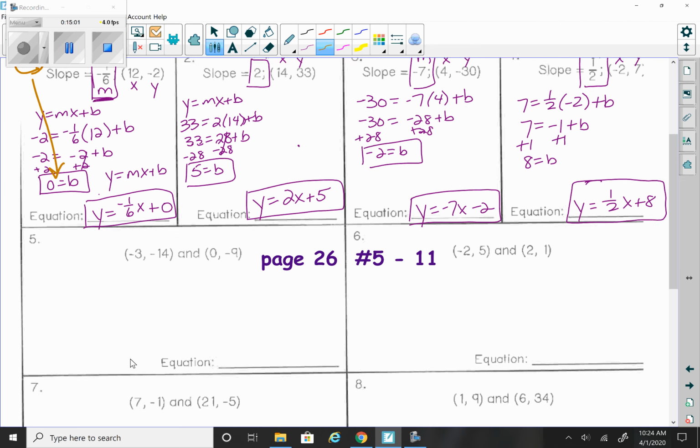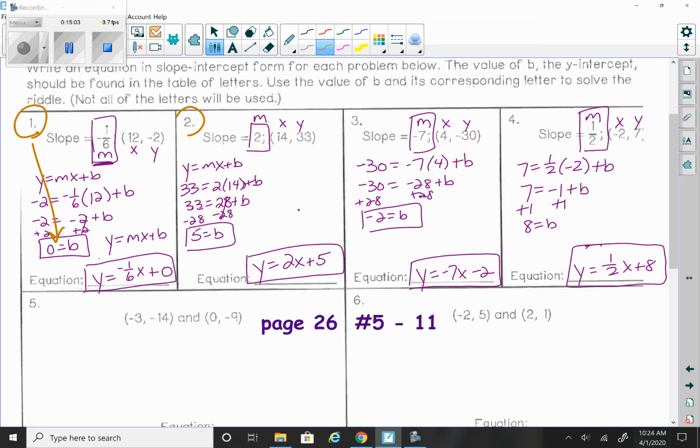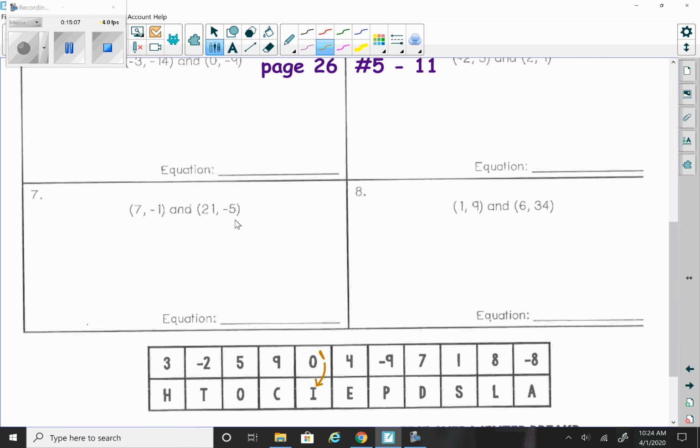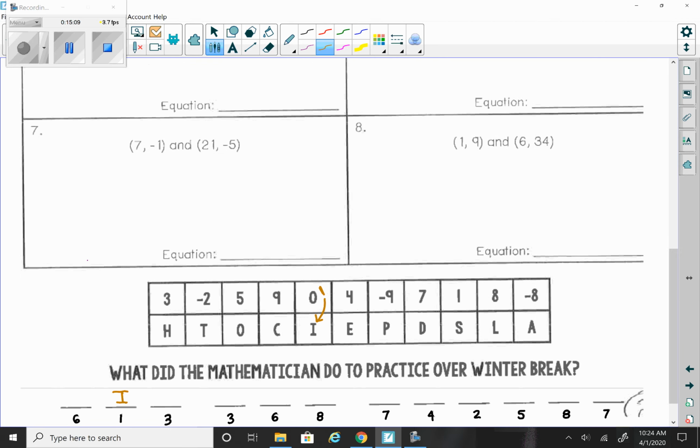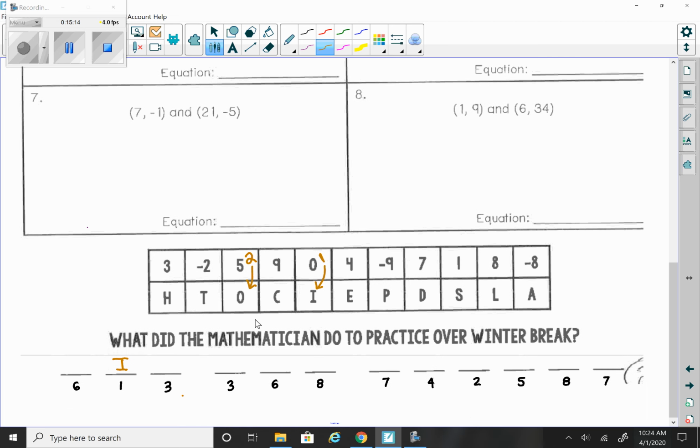Similarly, in number 2, we had a b value or y-intercept of 5. So if I go down here, 5, this was our answer to number 2. So that means on any line that has a 2 on it, we're going to write the letter O.